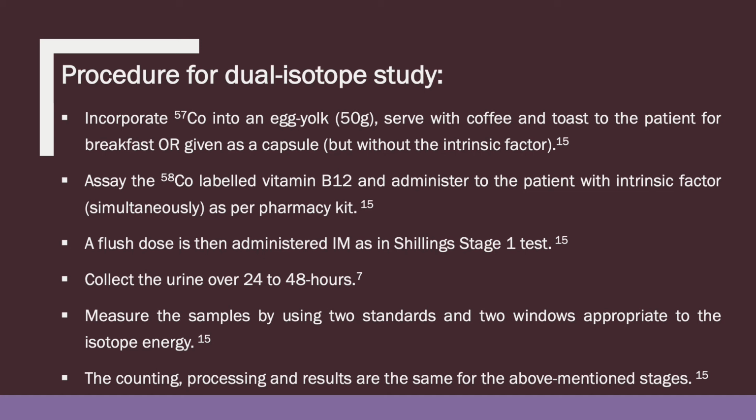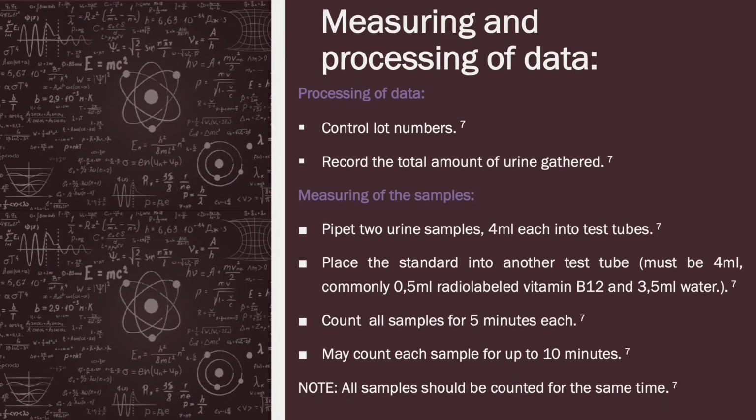Urine is then collected over the next 24 to 48 hours, and it should be counted by using 2 standards and 2 windows. The counting procedure and results are the same as the previous tests. It's all just performed within one step. As for measuring and processing of data, ensure that the lot numbers are correct and record the total amount of urine received from the patient.